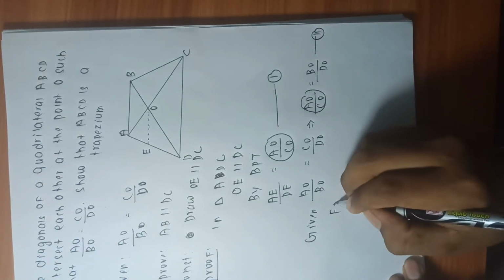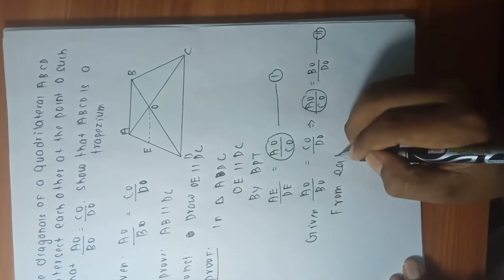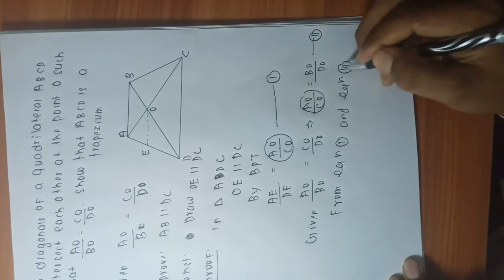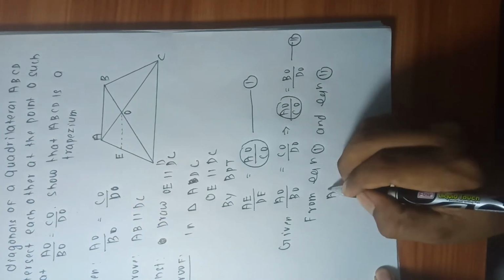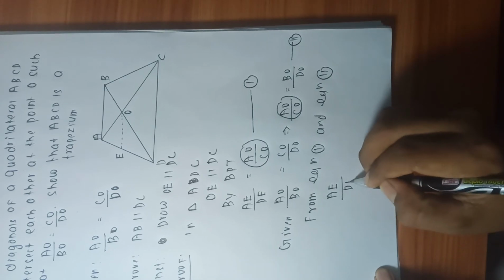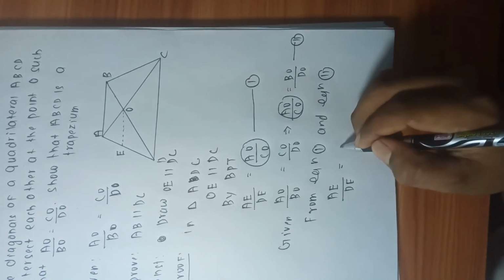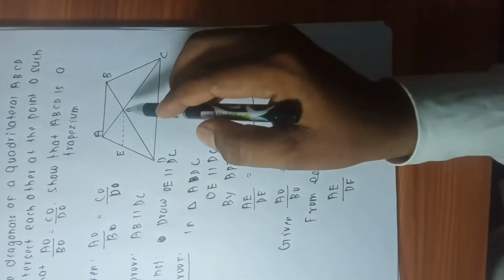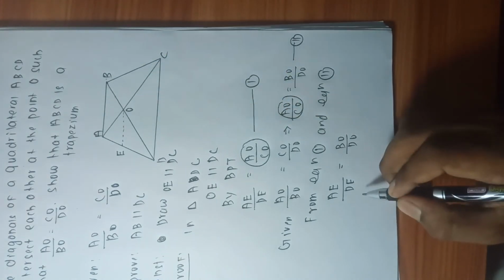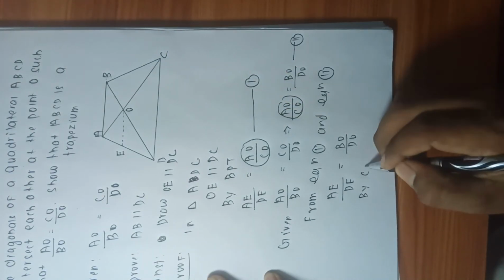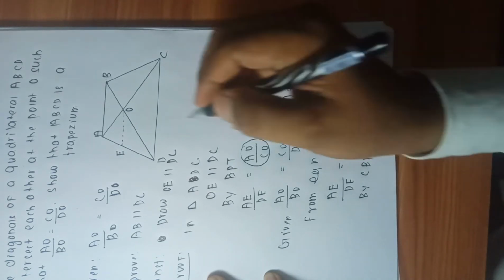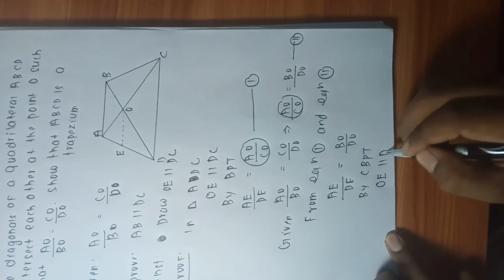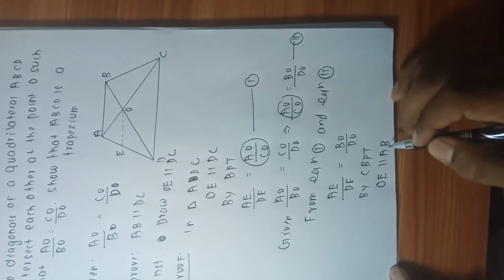So from equation 1 and equation 2 we can write AE by DE equals BO by DO. So by the converse of BPT we can write OE is parallel to AB.